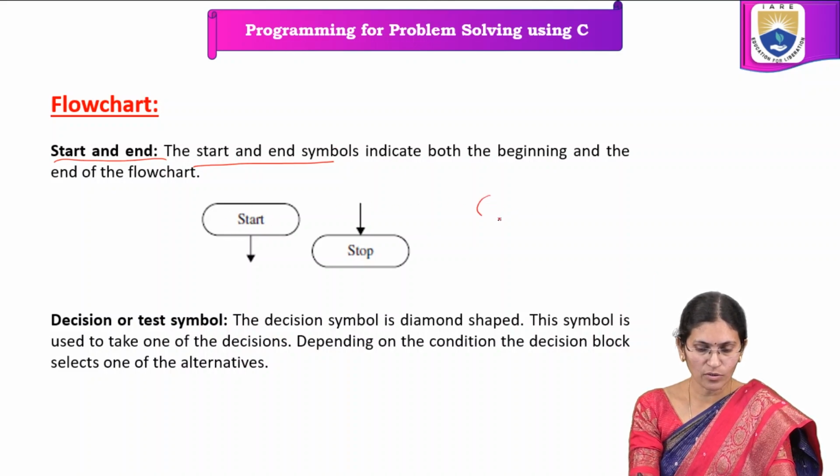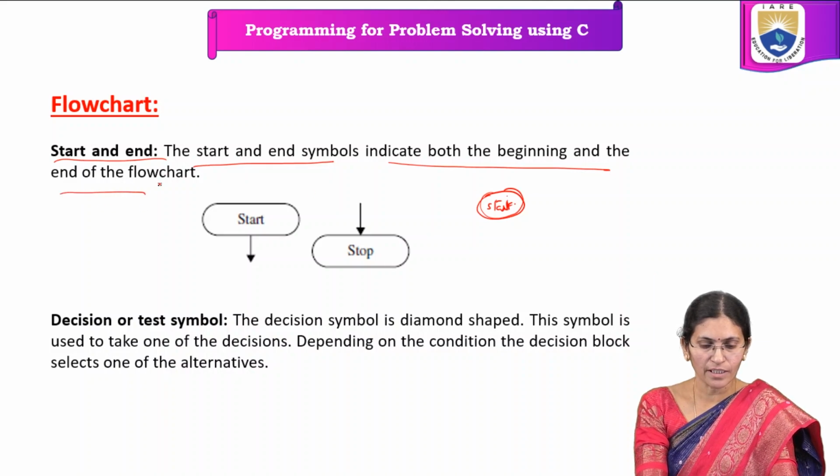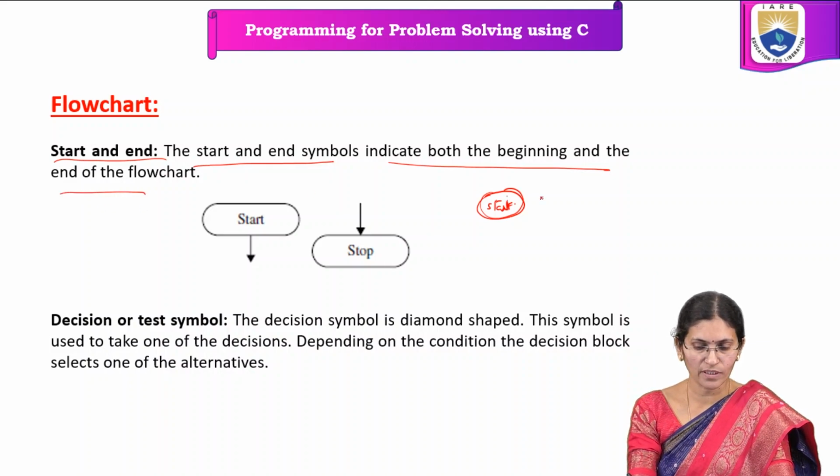This is the start, or you can use this oval symbol also, and inside this you need to write start. This oval symbol indicates the beginning and end of the flowchart. This indicates the beginning and this indicates the end or stop. This one indicates the end of the flowchart, and this one indicates the beginning of the flowchart.